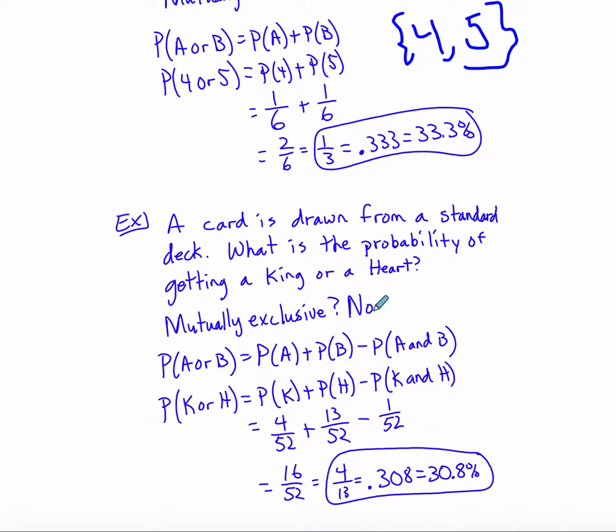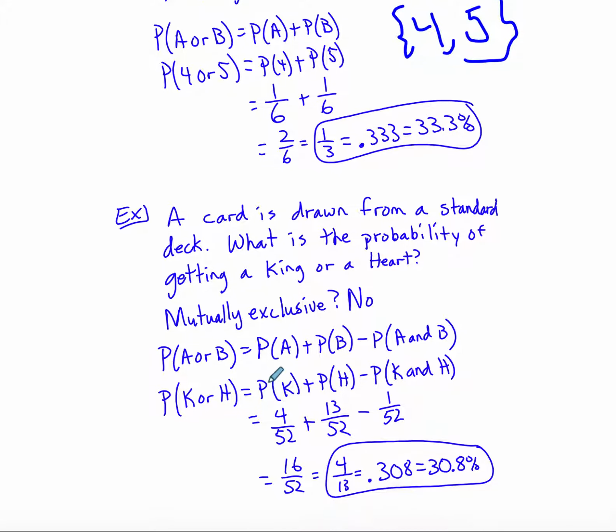The answer would be no, because I can get a king that is also a heart at the same time. If I pull one card from the deck, that card could be a king and a heart at the same time, namely the king of hearts. So I would have to use the other formula. The probability of a king or heart would be the probability of getting a king plus the probability of getting a heart minus that overlap of both of them together.